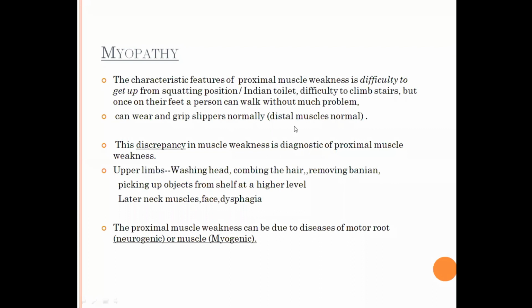But the distal muscles are intact, you can wear the slippers and walk normally. This discrepancy, please remember: just difficulty to get up from the floor by itself is not myopathy or proximal muscle weakness. The discrepancy is that he requires support to get up from the floor, but once he is on his feet, he is able to walk without support.